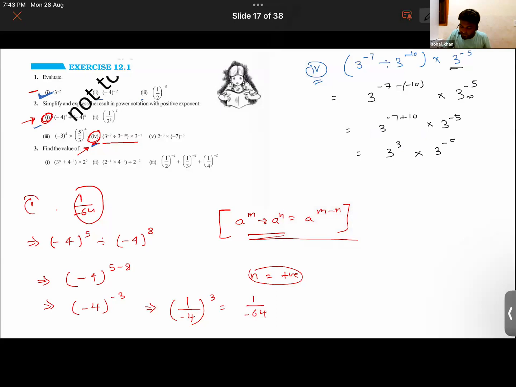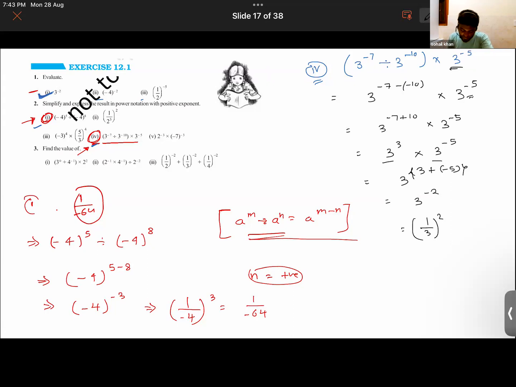Now it's going to be how much? The bases are common here, you just have to add the exponents. So we will get 3 raised to the power minus 2. Further, we can write it as 1 upon 3 whole square also. While solving the question, you have to be aware of all the laws of exponents. Multiple laws can be used in the same question. Getting it now?